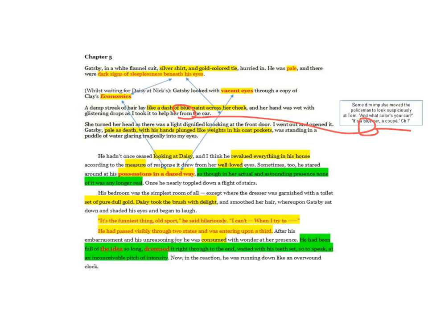And then we get a broken Gatsby. Look at this stuff in red here. He's broken. Don't put that in your essay, but if Gatsby was a computer, you'd need Control, Alt and Delete. He is broken. It's the funniest thing, old sport, he said hilariously. He's almost sort of hysterical here. I can't... When I tried to... And all of that incomplete dialogue, he is beside himself. He is broken and hysterical.